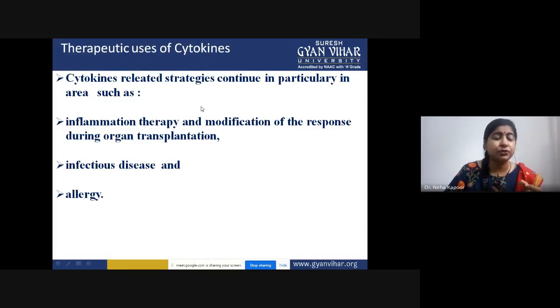These are a few therapeutic uses. That means we can also use cytokines for therapeutic purposes. Some cytokine related strategies are currently in the pipeline, for example inflammation therapy and modification of the response during organ transplantation, in case of severe infectious diseases. In case of certain allergic reactions also, these cytokines play an immense role. They are found to be very potent molecules that can trigger the process and help us regulate the immune system, and currently they are being employed in certain therapies to treat certain conditions.